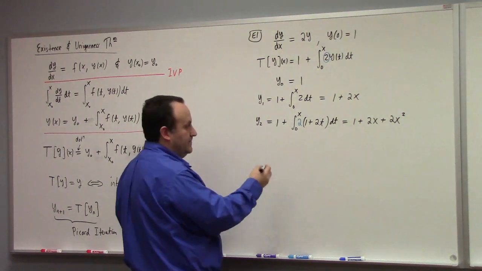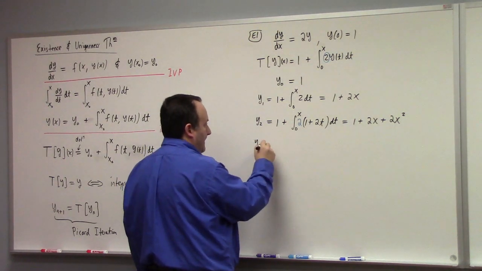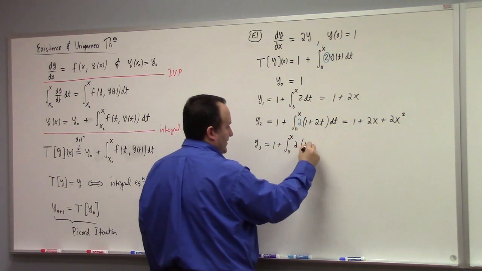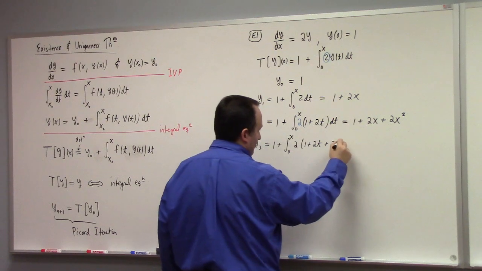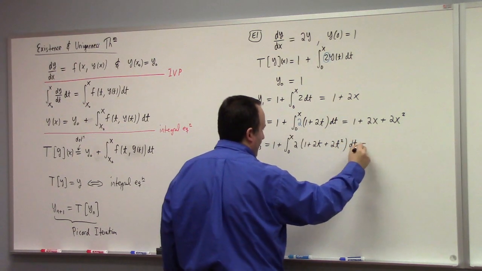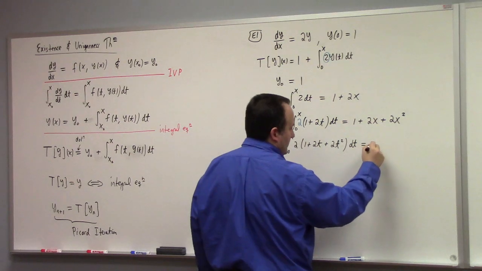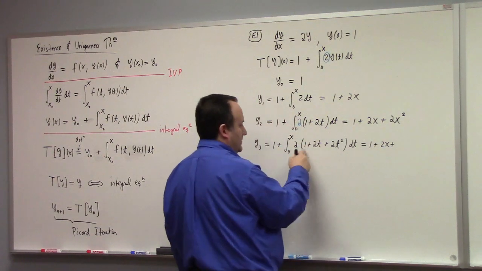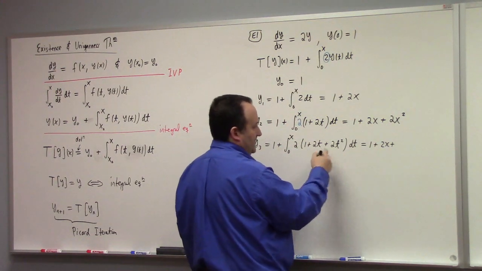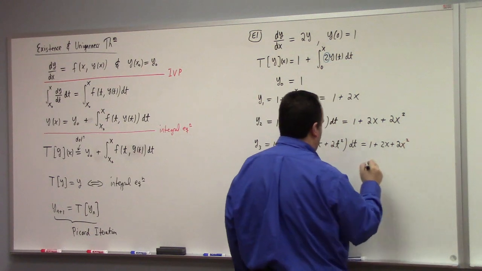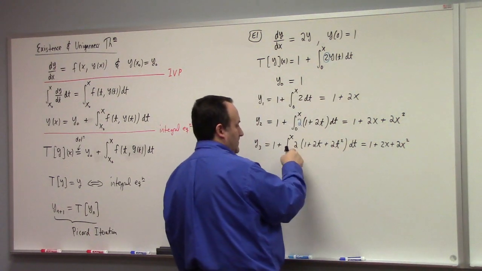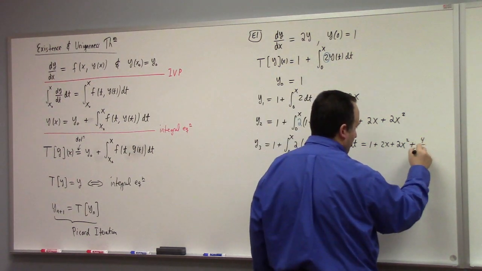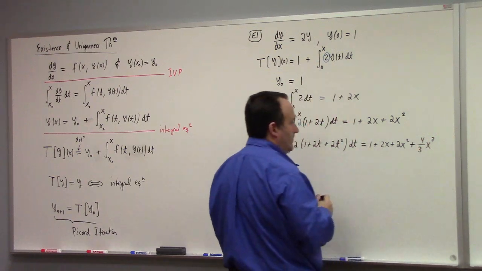And then if we do it again, we get 1 plus the integral from 0 to x of 2 times (1 plus 2t plus 2t squared), which is 1 plus 2x plus, I guess 2x squared again, huh? Plus 4/3 x cubed.